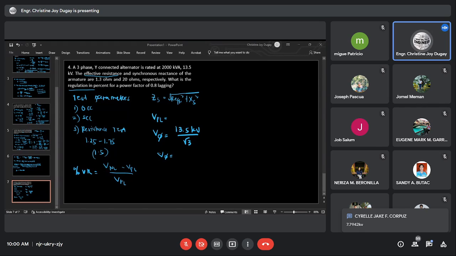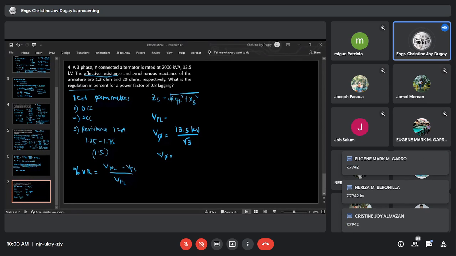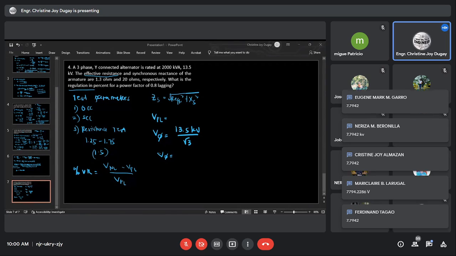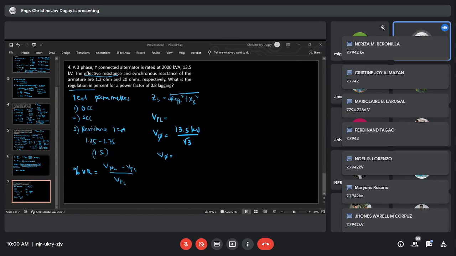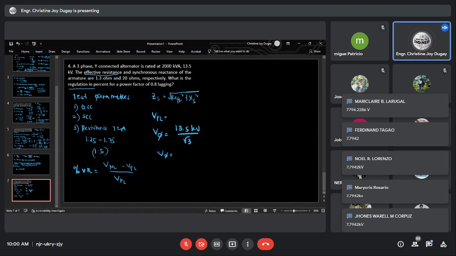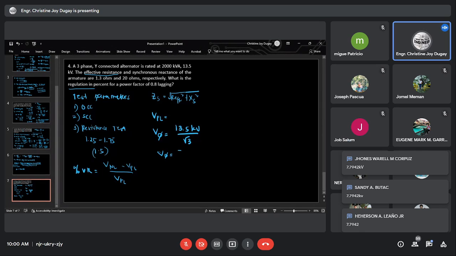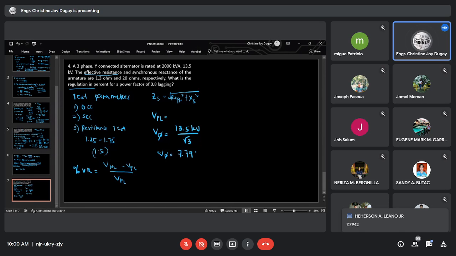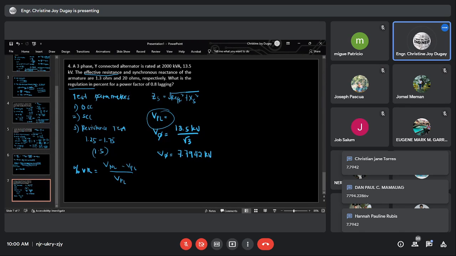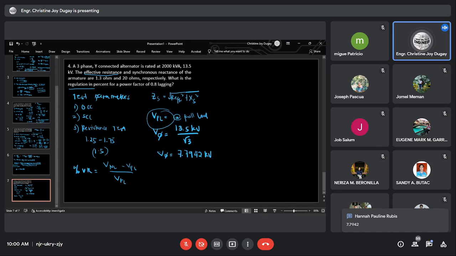According to Cyril, 7.7942 kV. Same with Garo, Almazan. Ayan, perfect po, no? Maganda po at nakiki-participate lahat, most of you, to our discussion. And I hope, no, may mga natututunan po kayo. 7.7942 kV, no? So, ito na po yung V phase po natin. Or yun po yung V full load po natin, at full load. Ito na po yung kailangan natin, no?